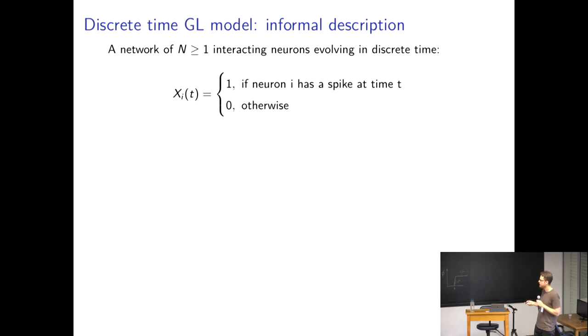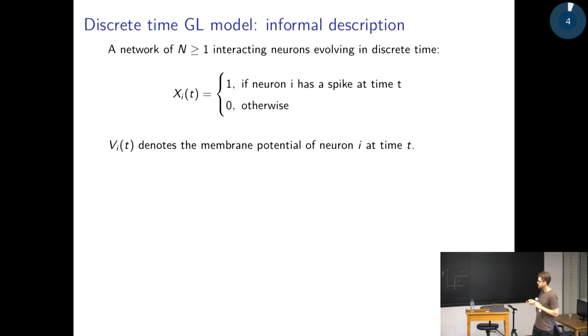So X_i(t) will be one if neuron i has a spike at that time t, and zero otherwise, okay? I will denote by V_i(t) the membrane potential of neuron i at time t. Essentially, in the stochastic version of this model, the probability that X_i has a one here depends on V_i(t), okay?